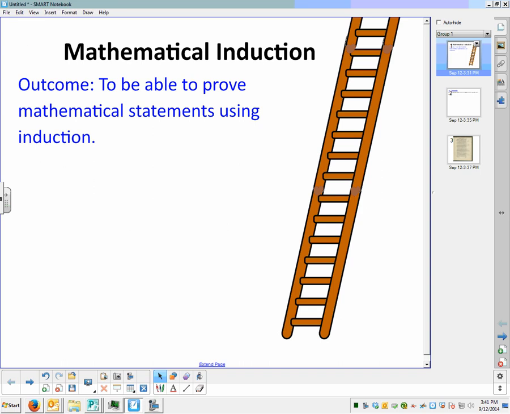Hello once again. This video is all about the idea of mathematical induction. Mathematical induction is a really powerful tool for proving formulas, and you'll see a couple of examples of that today. Hopefully you'll be able to use it. So before I do that, I'm going to give you a bit of an analogy.